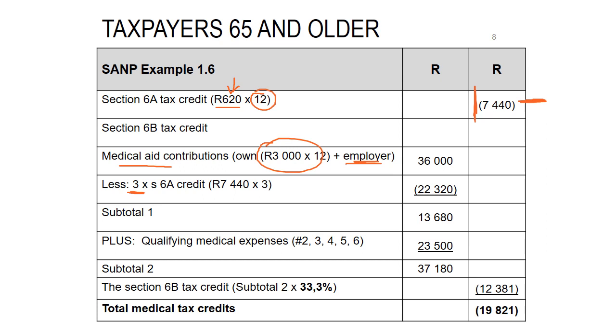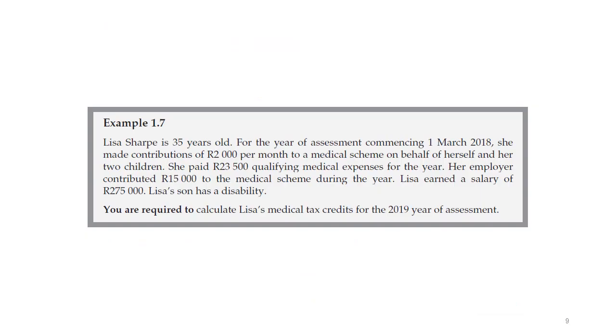13,680. Add my qualifying medical expenses to get to subtotal 2, and then because we are dealing with the taxpayer 65 years and older, I will multiply that by 33.3% to give me my Section 6B tax credit. If we're dealing with a person with a disability or a dependent with a disability, we will use exactly the same method. So let's have a look at this one.